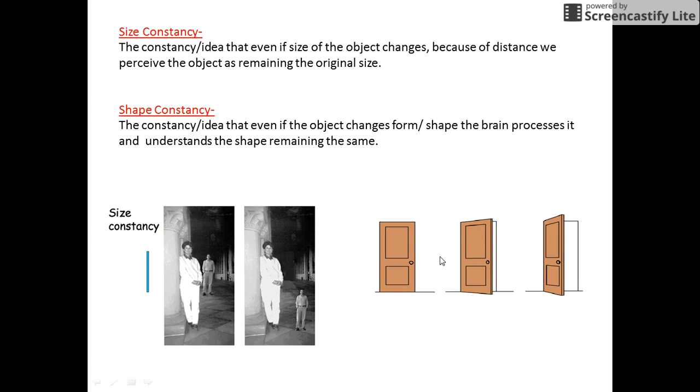Shape constancy is the one I talked about before. It's the constancy that even if an object changes form or shape, the brain processes and understands that the shape is remaining the same.